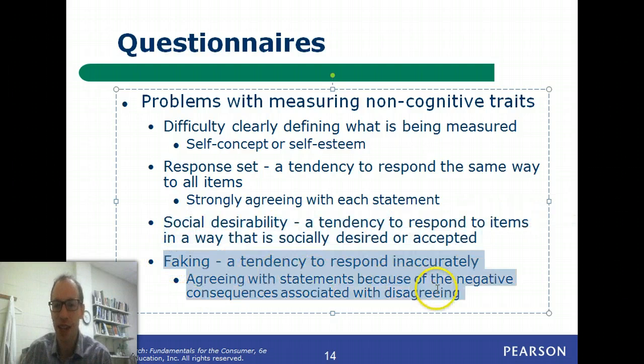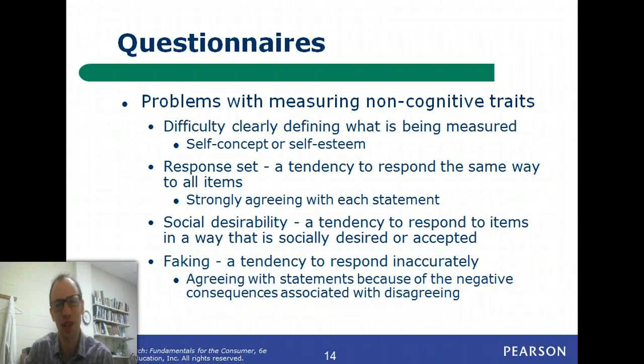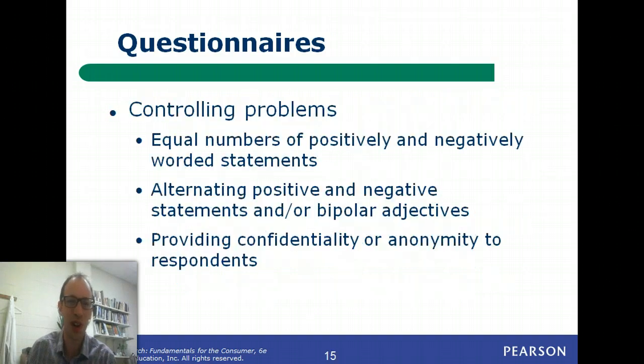And then faking, this is very possible if it's not anonymous. You may pretend, on a job interview, I hear they're using questionnaires a lot recently. Do you come to work on time? Yeah, well, I'm not sure that I would answer that no, even if I don't. So some of these issues are easily controlled. Putting in positives and negatives is important. That way, if someone's just going through and checking, you can pick those people out and even remove them from the data set. Confidentiality is very important also.